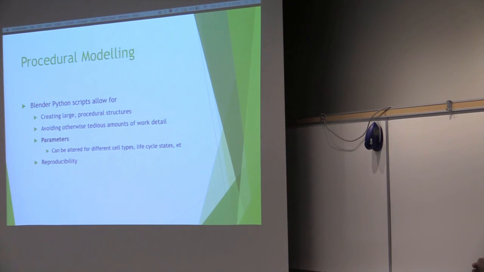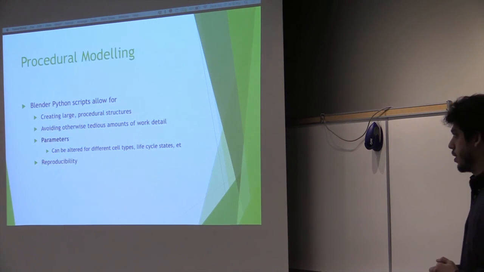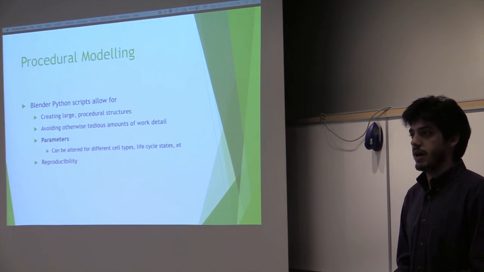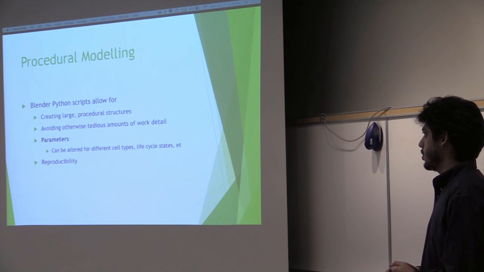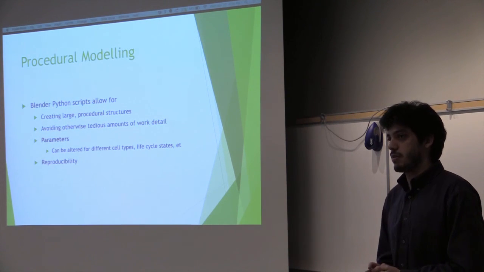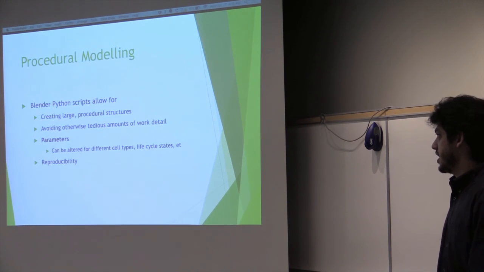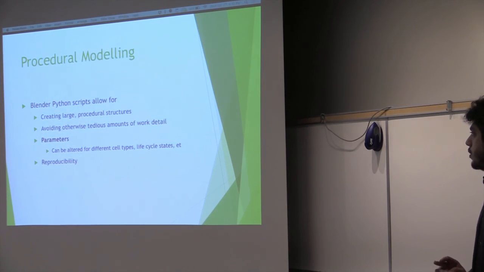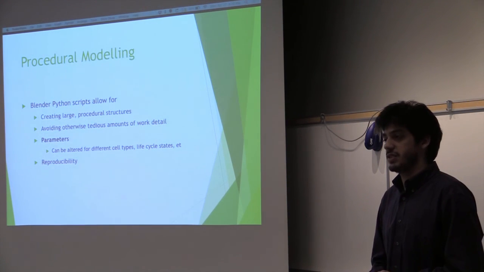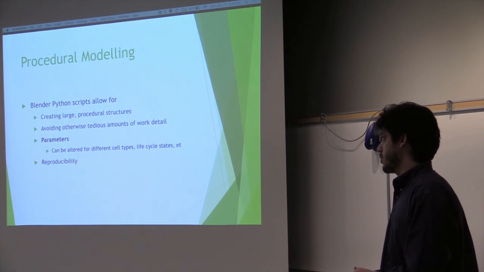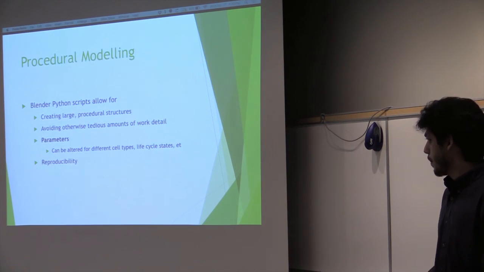The reason it's important that these models are made through procedural scripts rather than by hand all the time is you can modify the parameters. This means that you can have sets of parameters for different cell types, different stages of the cell life cycle, etc., which adds a lot of variability and applicability to different scenarios for the system. As well, it's very reproducible, and you just run the script again.